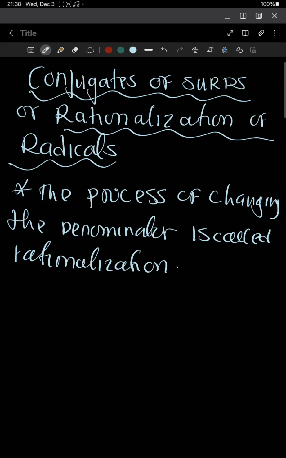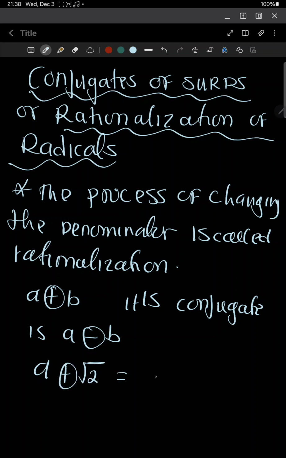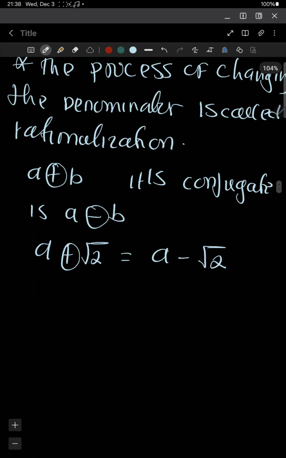So if we say conjugate, if we say A plus B, its conjugate is A minus B. We concentrate on this. The opposite of this is this, which is minus. So if we have A plus square root of 2, you should concentrate on this. So the conjugate of that will be A minus square root of 2.